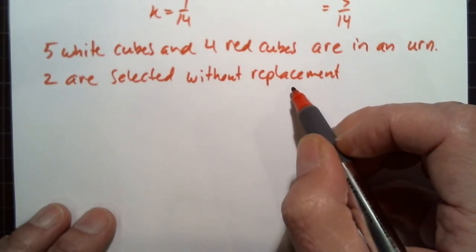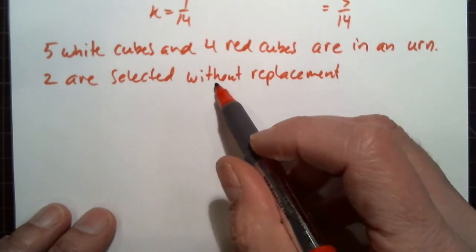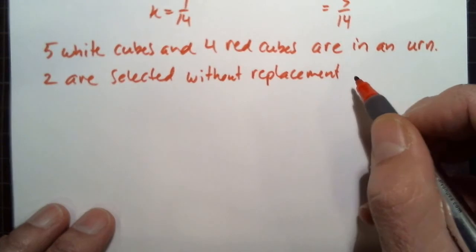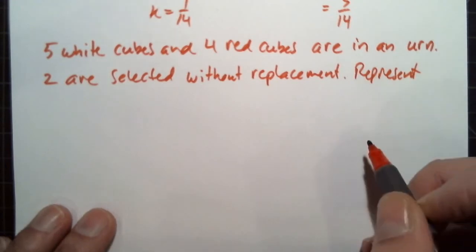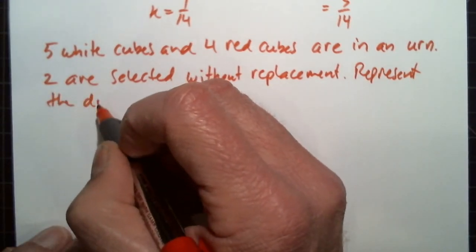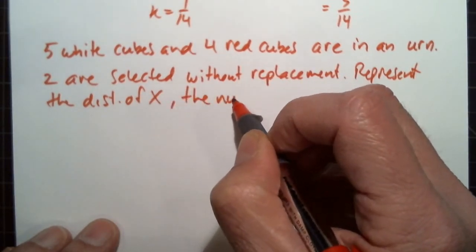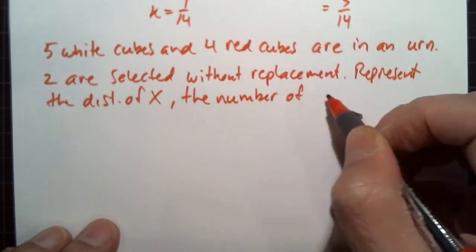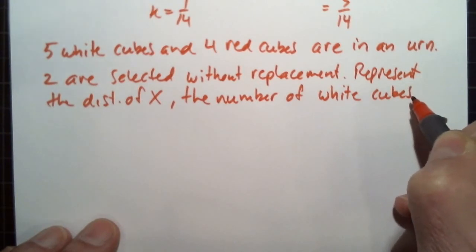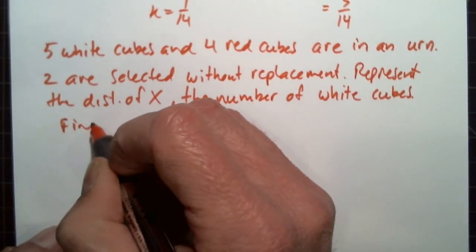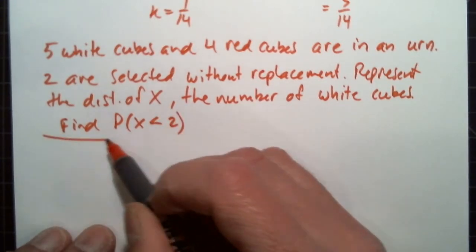Without replacement means the sample space changes every time you remove one cube. If it is with replacement, then the probabilities are always the same every time. Represent the distribution of x, which is the number of white cubes. Find the probability that we have less than 2 white cubes.